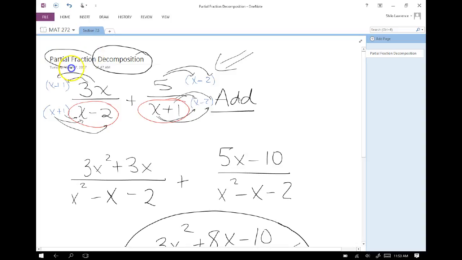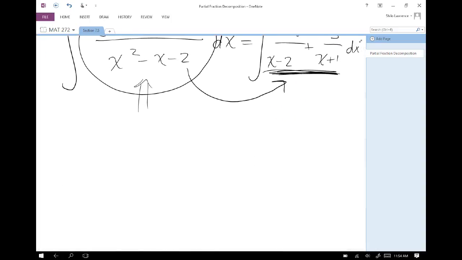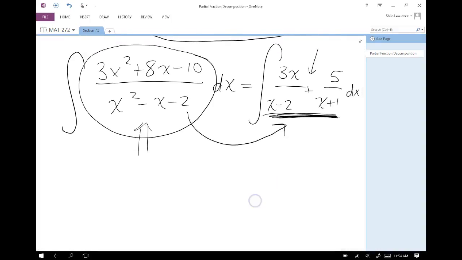And partial fractions means we're taking one giant fraction and plucking it out into little pieces, into little partial pieces. So how exactly do we do this? It all starts with factoring.